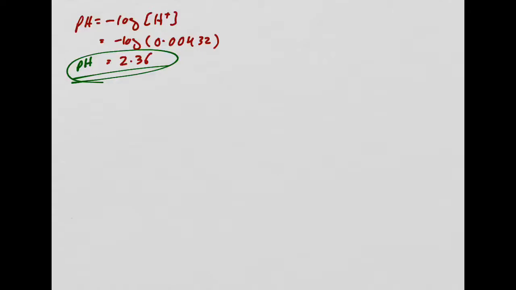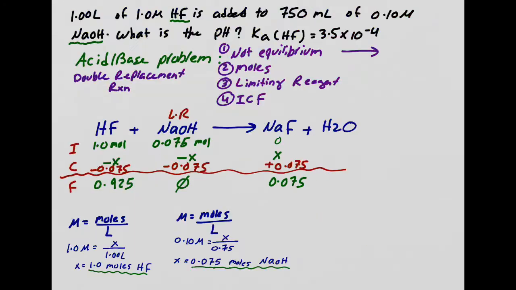Okay, this was a big problem, and I want to make sure we're on the same page. So let's go over this again. This is the first time that we had a mixing problem where I'm adding the acid to the base. Every time you have a problem where you're adding the acid to the base, I want you to write down immediately: this is an acid-base problem. An acid-base problem is basically a double replacement reaction. A double replacement reaction is not an equilibrium. It's a one-arrow reaction. Acid-base reactions are one of the fastest reactions in chemistry.